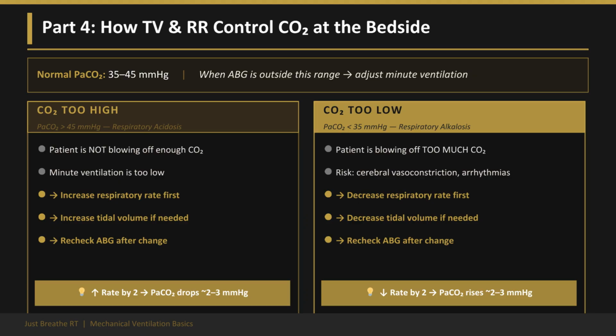You already have tidal volume set at a lung protective level, and you do not want to push above that without a compelling clinical reason. Increase the rate first. Recheck the ABG.